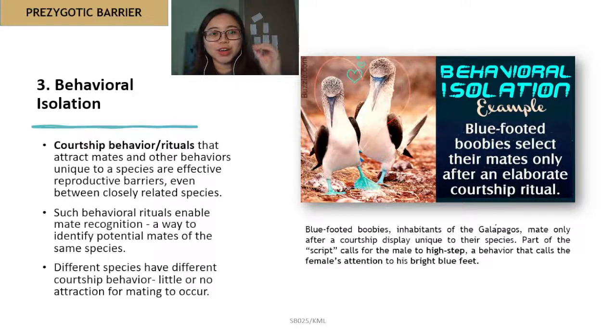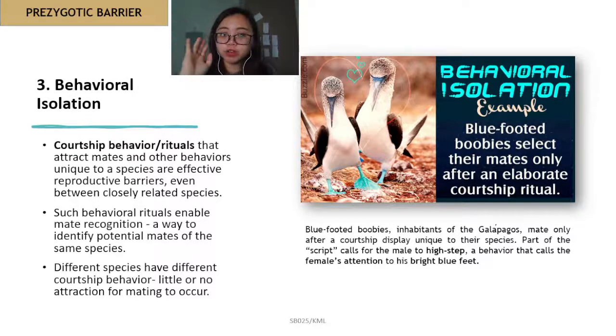So, if the male is showing the reproductive pattern for its species, but the female is from another species, it may not understand what the male is trying to say. The male is trying to say, I want to mate, but the female, because it's a different species, it has different reproductive ritual, it doesn't understand, and therefore, she will not allow him to mate with her. That is an example of behavioral isolation.